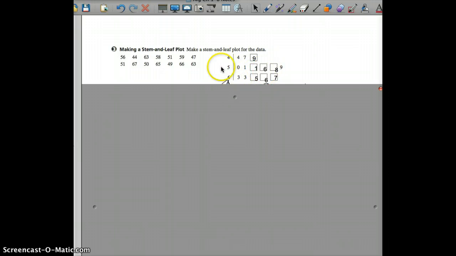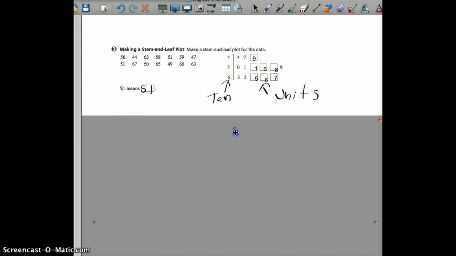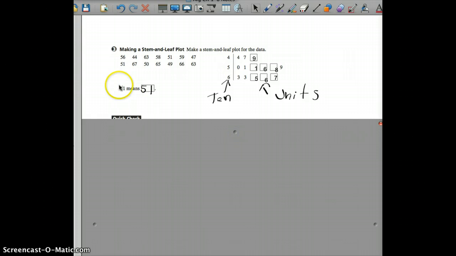And you just go through, and so here's 44, so we would put a 4 in the 4 column that represents the 40 there. It's important with a stem and leaf plot to write down a key, so 5-1 would mean 51. And again, here's our tens place value, and here's our units place value.